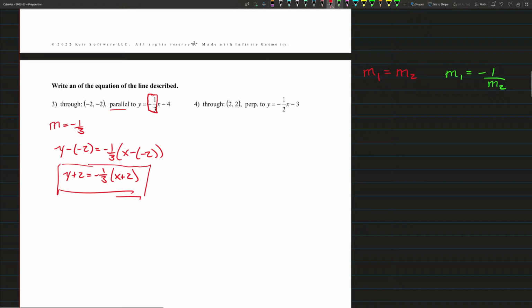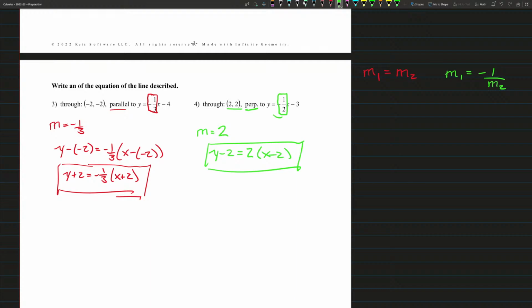For the other one, we have the slope for the original, but we're looking for perpendicular. So m, all we're going to do is flip it, and we're going to make it negative. So it's going to be -2/1, so just 2. And it's going through 2, 2. So we have y minus 2 is equal to 2 times x minus 2. Again, that'll do.